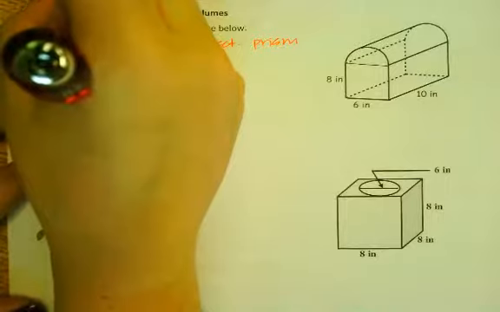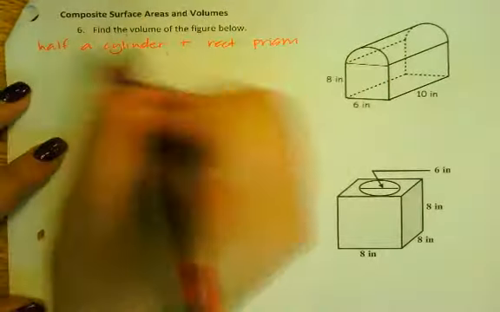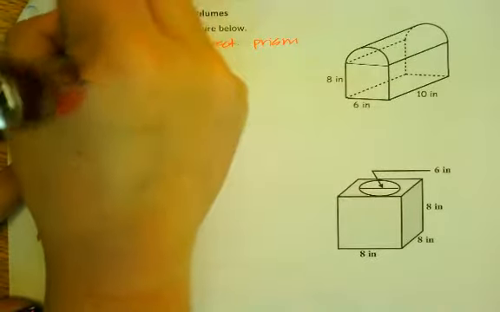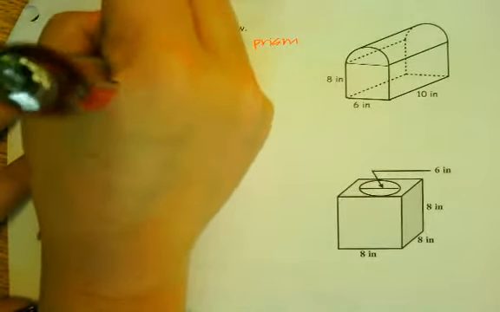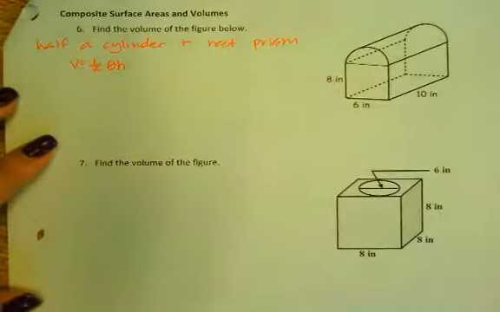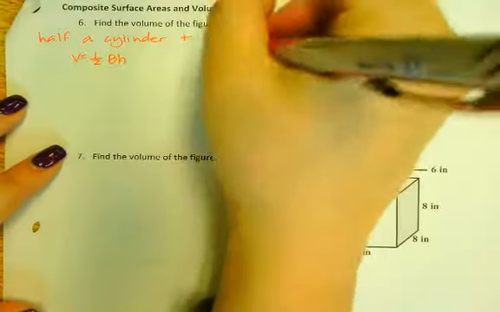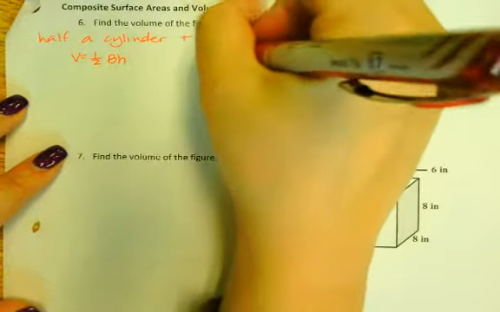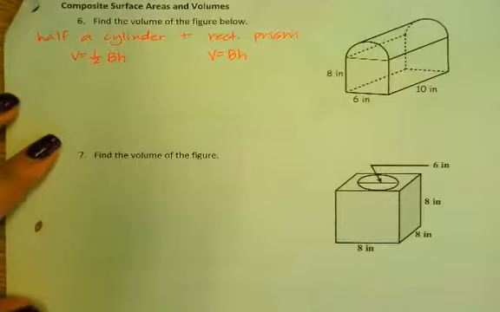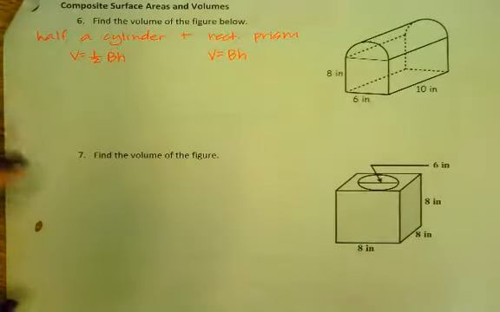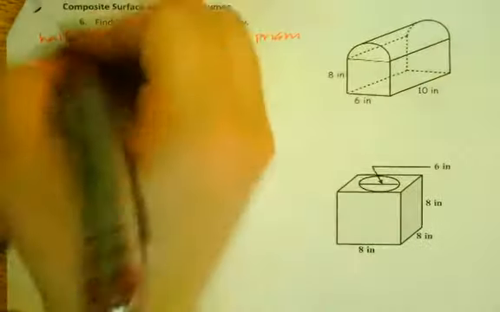Base times height, and so if we are going to have half of it, we know we're going to have 1/2 base times height, area of the base times the height. How do we find a rectangular prism's volume? I heard somebody whisper it. Area of the base times the height. Okay, so let's work on one at a time. Half of a cylinder, what is the area of my base of my cylinder?